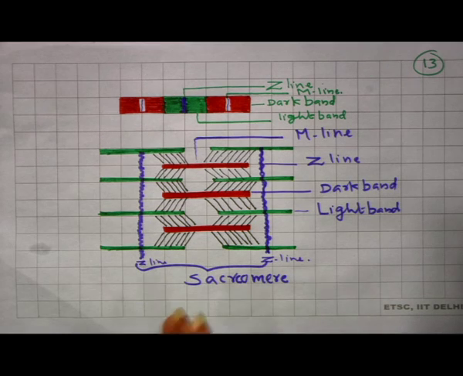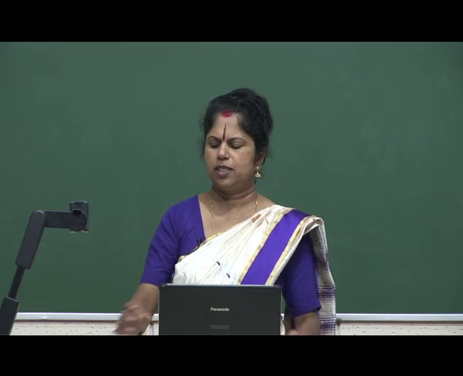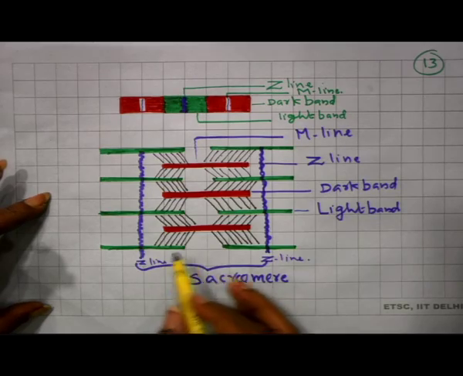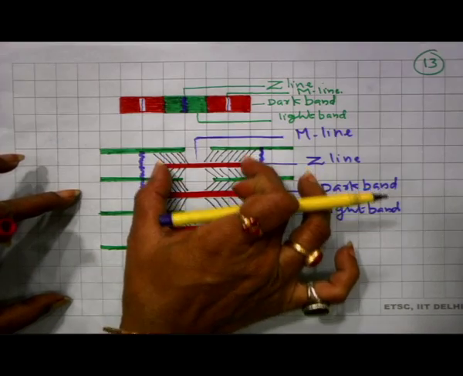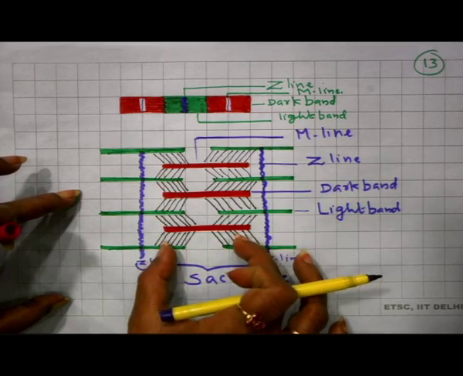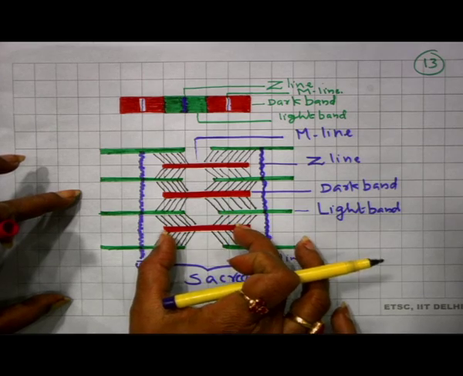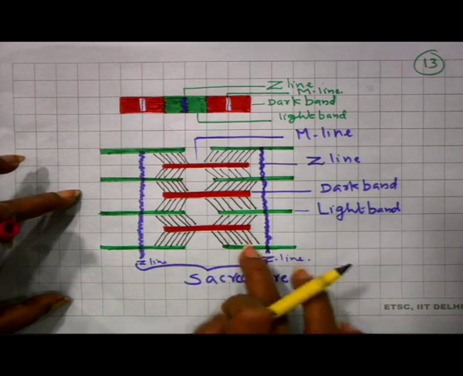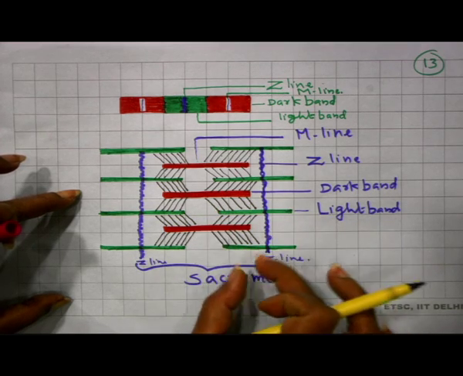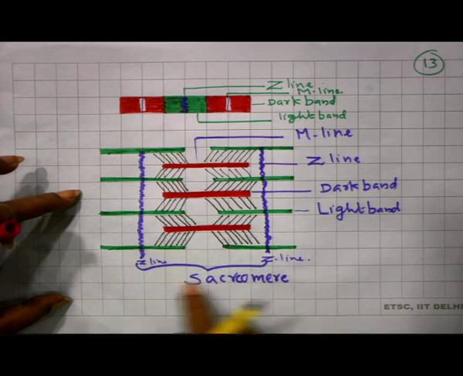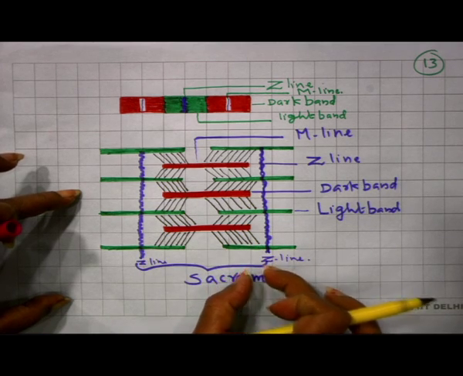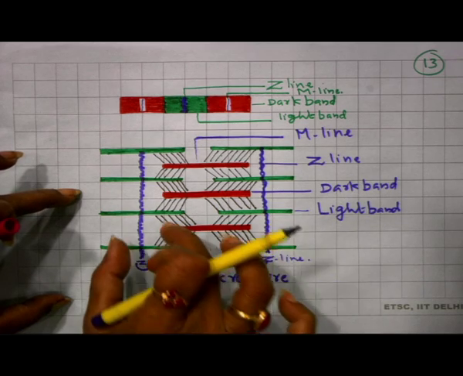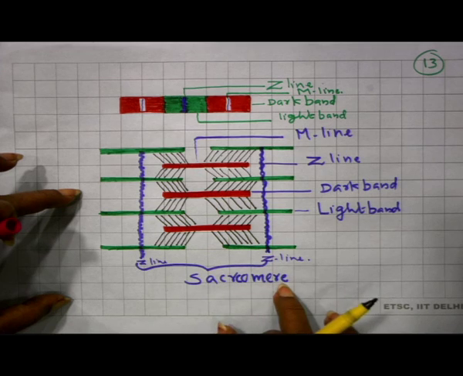And now, what does a sarcomere contain? Just see, a sarcomere contains a full dark band. See this red colored portion, that is the dark band, one full dark band and half of the I band. This full is one I band, but only half portion is coming in a sarcomere. One full dark band and half of the I band on either side, that forms the unit of contraction, which is known as the sarcomere.